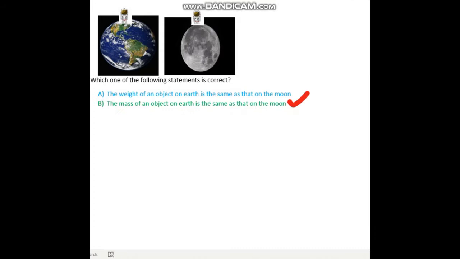The reason it's correct is because this guy here is still him, nothing changed, it's still the guy, so his mass is still the same wherever he goes. Even if he's on Jupiter or on Mars, his mass is going to be the same everywhere. So this answer is correct, so let's mark that as the correct answer. Okay, then we can move on.